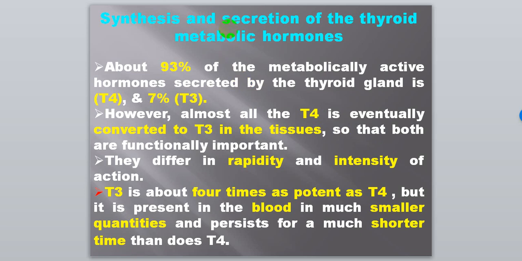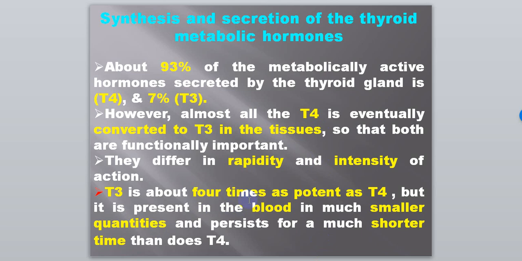Synthesis and secretion of thyroid hormones. About 93% of the thyroid gland's secretion is T4 and only 7% is T3, but most of the T4 can be converted to T3 in the target tissues. There's a difference in rapidity and intensity between these two hormones. How?